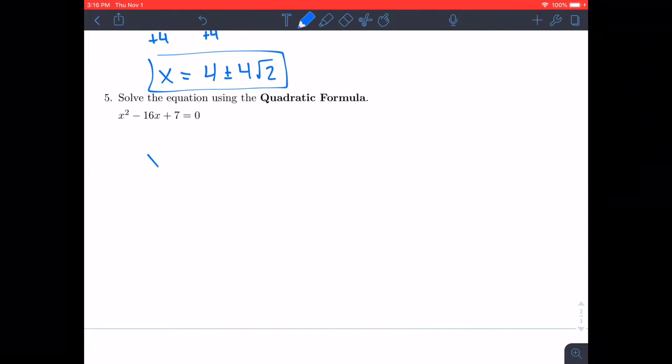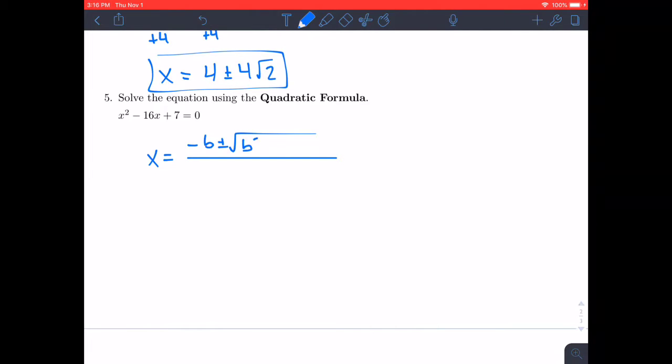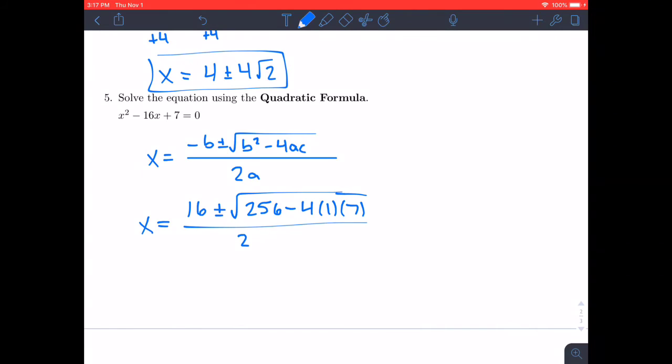Quadratic formula. You'll need to have the quadratic formula memorized. So that's opposite of b plus or minus the square root of b squared minus 4ac, all over 2a. So we just plug in those pieces. So x equals opposite of b. So opposite of negative 16 is a positive 16, plus or minus the square root of b squared. So 16 squared is 256 minus 4, a is 1, c is 7, all over 2a, which is 2.